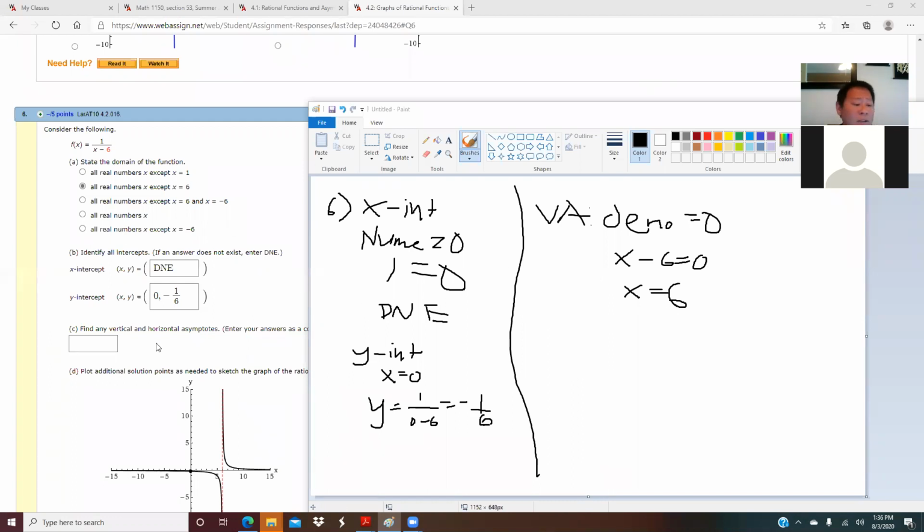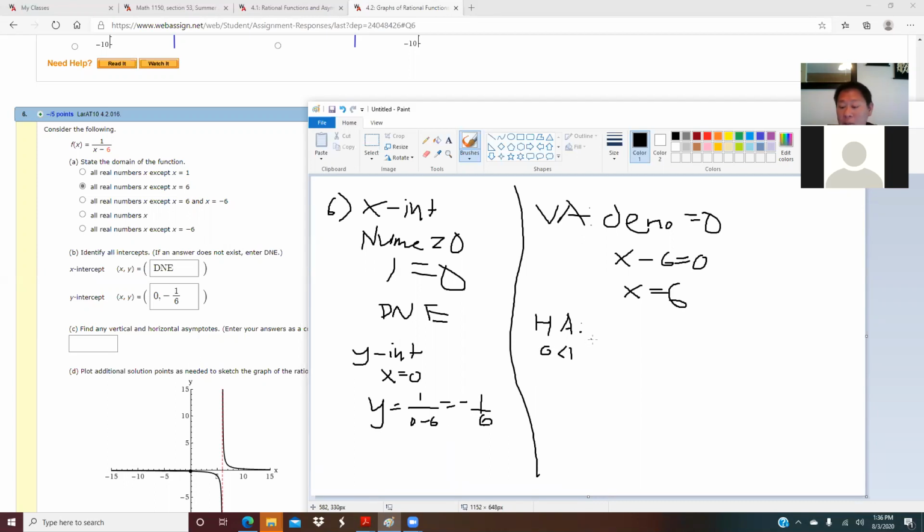And then next, to find your horizontal asymptote, you look at your power. The top one here is power 0 because there's no x, and the bottom one is power 1. So 0 in this case is less than 1. So what do you get in this case when the top power is less than the bottom power?